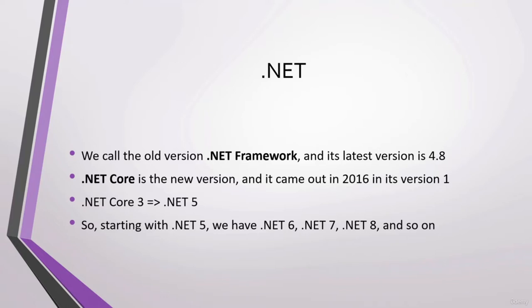In conclusion, .NET Framework is the old version, which only runs on Windows, while .NET Core is the new version, which runs on different operating systems, and starting with version 5, it is called .NET 5 and not .NET Core 5.